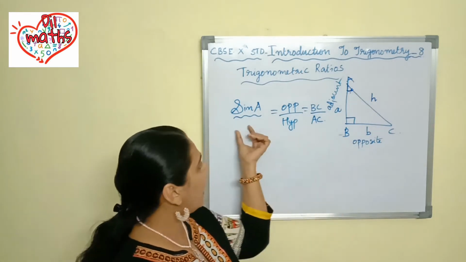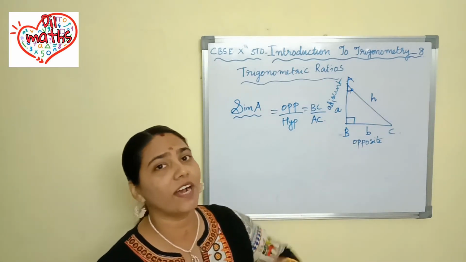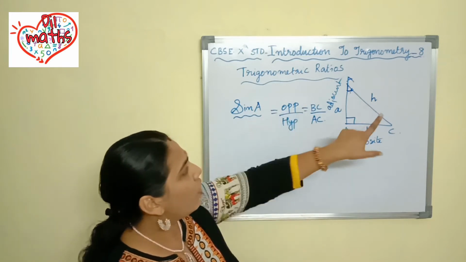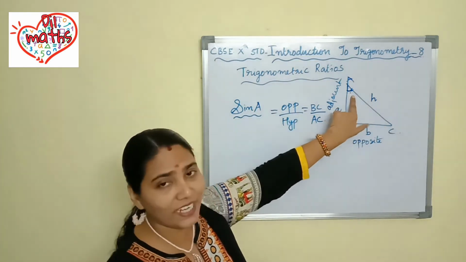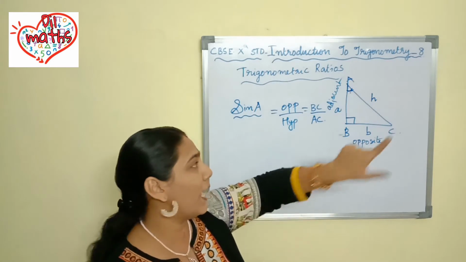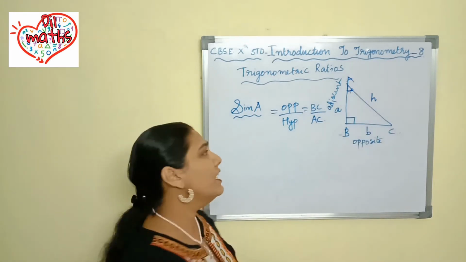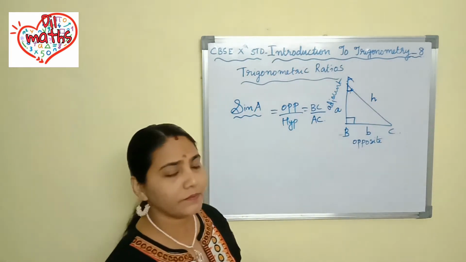Understood? So sine A is equal to what? Opposite side divided by hypotenuse. Here the opposite of angle A is BC, and the hypotenuse is AC. So we wrote BC by AC.